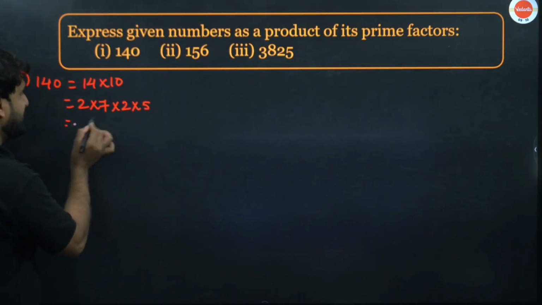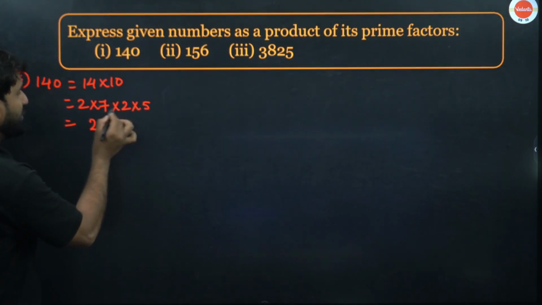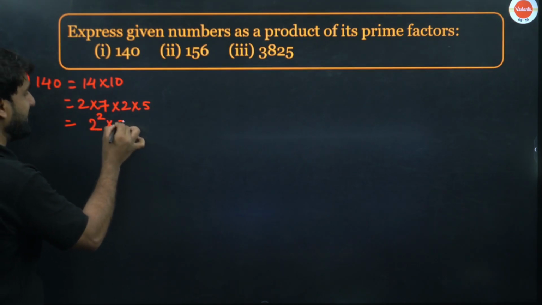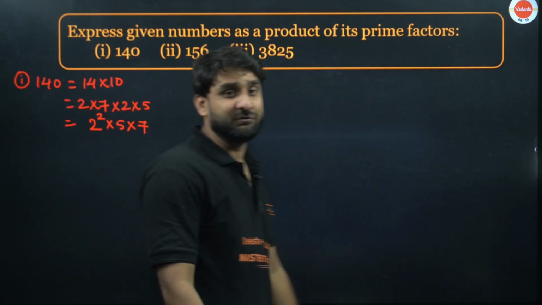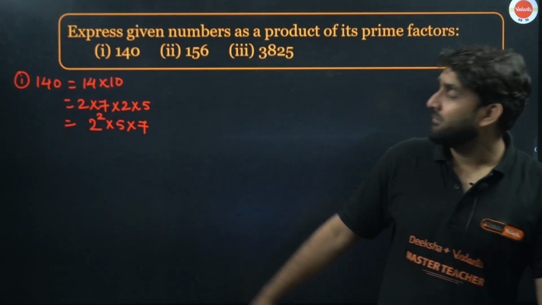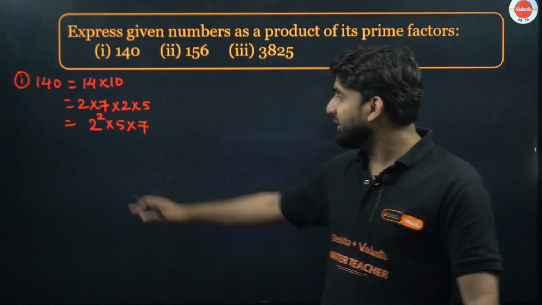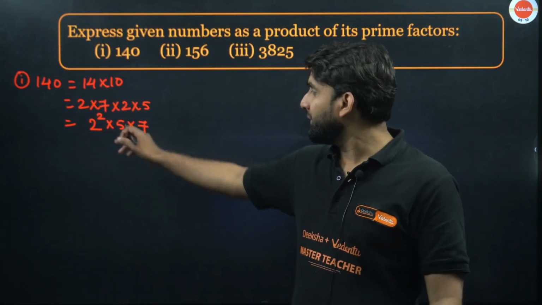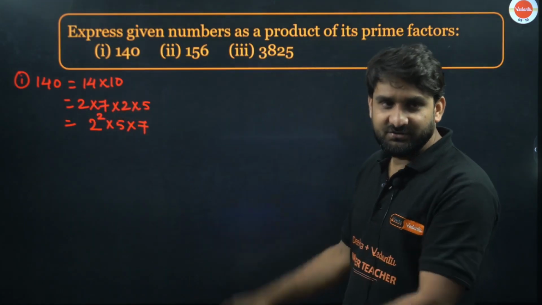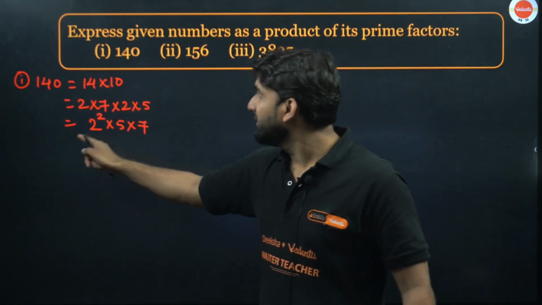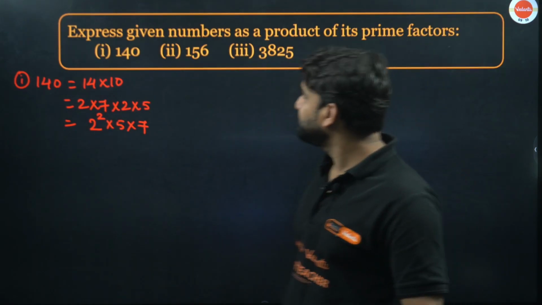So now we take the smaller number first. How many 2s? 2 square into 5 into 7. This is the prime factorization of 140. You can also follow this method. Clear, everyone? Please multiply: 2 squared is 4, 4 into 5 is 20, and 20 into 7 is 140. This is called prime factorization, the product of its primes.